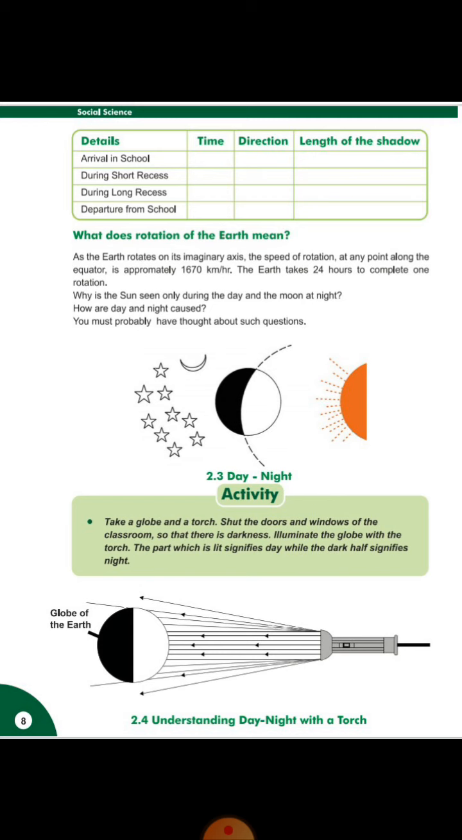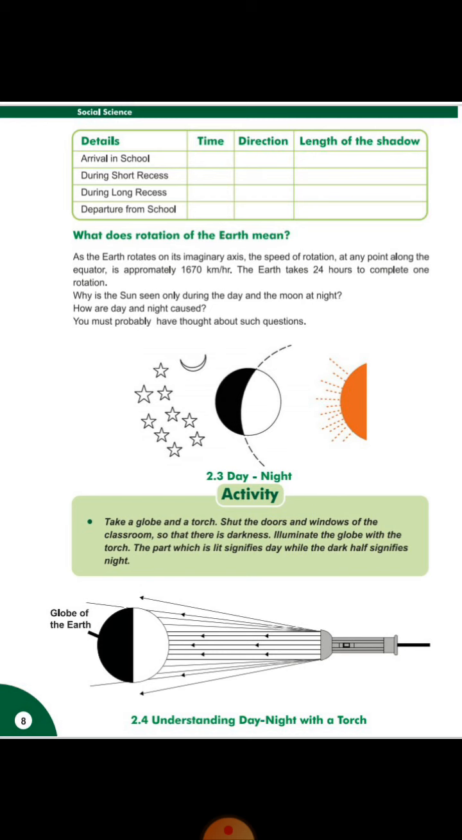For your easy understanding, you can take a torch and any round object, such as a football. Flash the torch on the football. Then you can observe that one side of the football has light and the other side has no light. The same way, the light from the sun reaches the earth, so one side is completely light and the other side completely dark. This is the result of rotation.